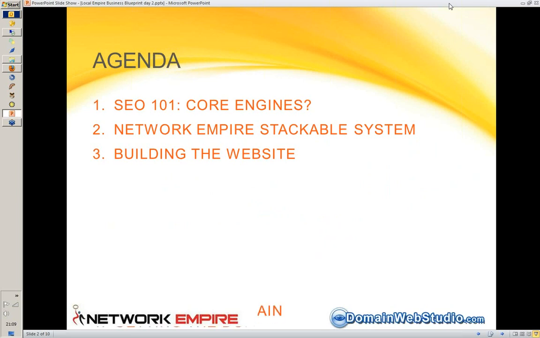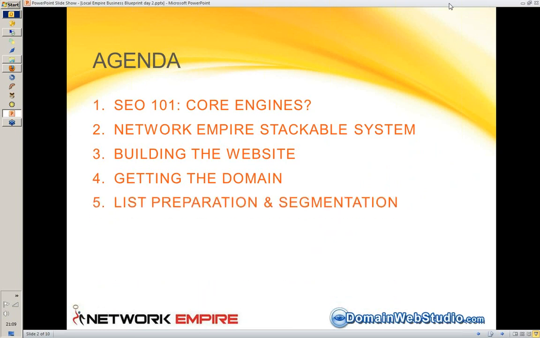So let's get started. The agenda for today is basically SEO 101 core engines, Network Empire stackable system, building the website, getting the domain, which I've done already, list preparation and segmentation. This is a very, very important part of the whole process, and this is what will make or break your leads. We're going to take you through what you need to think carefully about. And then publishing the website.